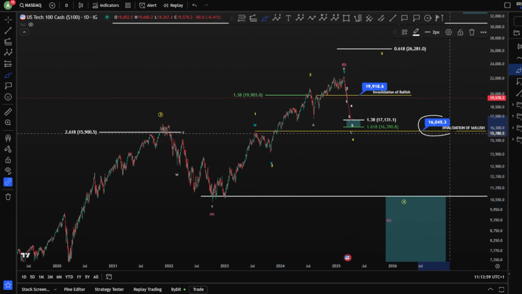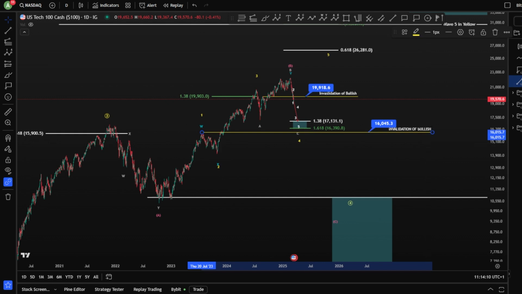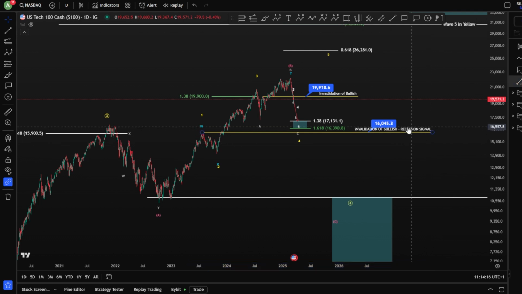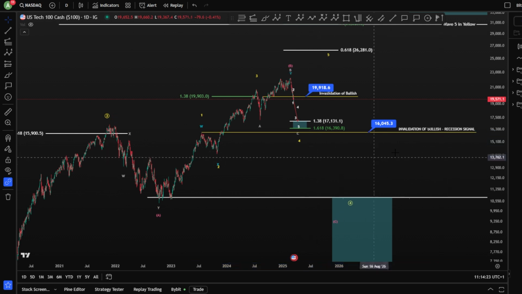So this price, 16K, is our recession signal. Yeah, this is exactly our recession signal. And if you want me to write it here, let me write it: recession signal. Okay, so we're going to keep it on our chart as well with the daily to always remember it.